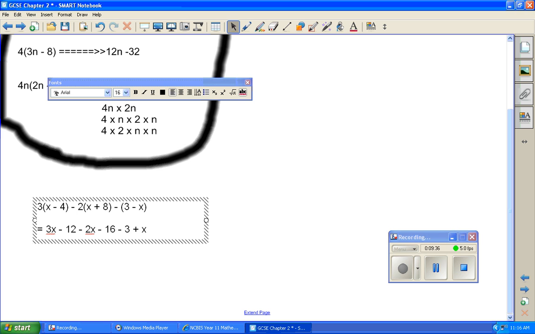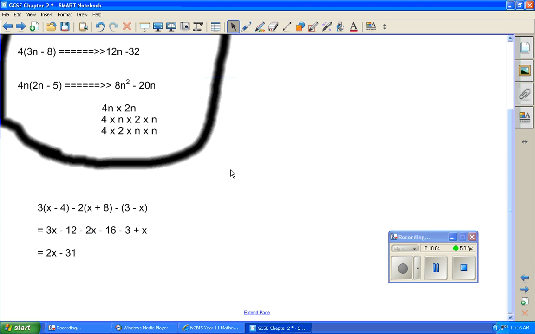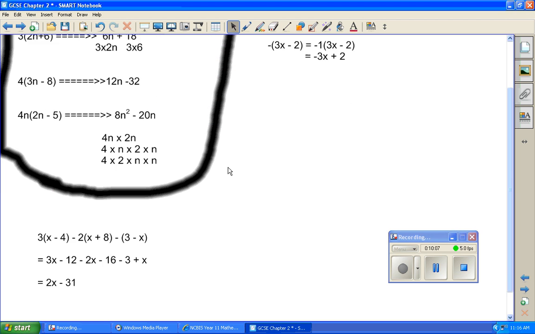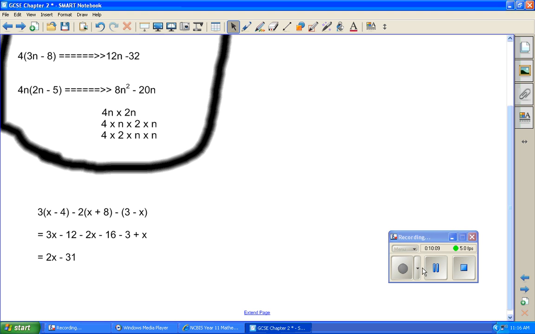Okay, so now we just need to simplify this, collect terms together. If I look here, I've got 3x take 2x, which is 1x, plus x, which is going to give me 2x, minus 12, minus 16, which is negative 28, minus 3, negative 31. Hopefully that should be alright. Okay, so that's really expanding brackets, and we'll finish this there.